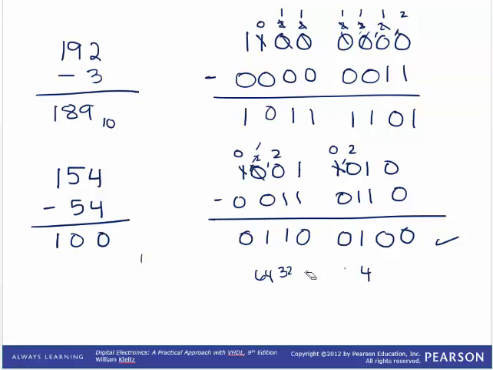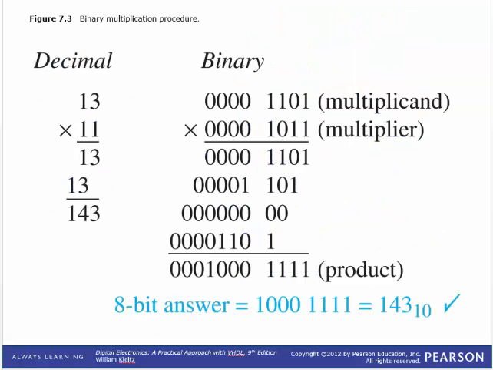So I don't have a 16. I have a 64, a 32, and a 4. So yes, that does add up to 100 in base 10. Yep, there is my mistake. 1 minus 1 is 0. Okay.